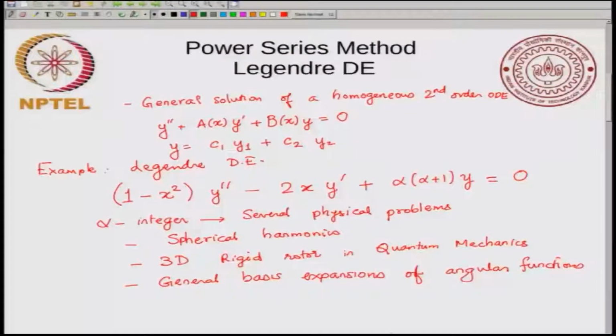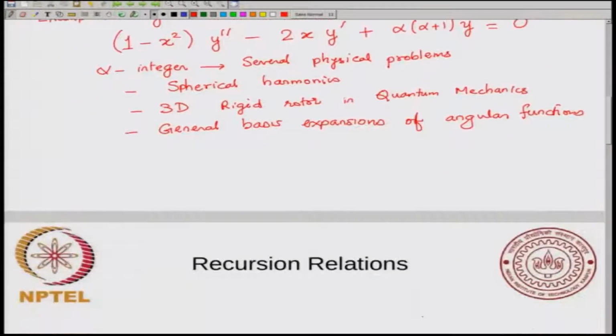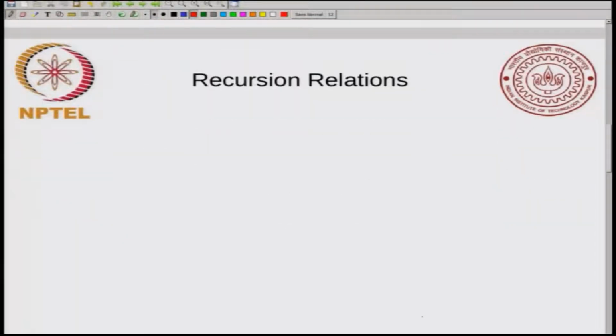Now what is the power series method? What are the steps in the power series method, keeping in mind that we want to solve the Legendre differential equation? I will just list the various steps. The first step, so I will write the equation again, (1 minus x square) y double prime minus 2 x y prime plus alpha (alpha plus 1) y equal to 0. The steps are, the first one is use a trial solution.